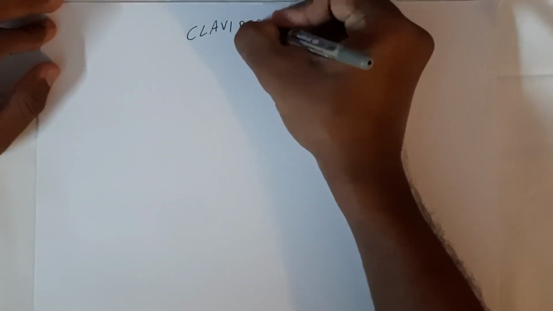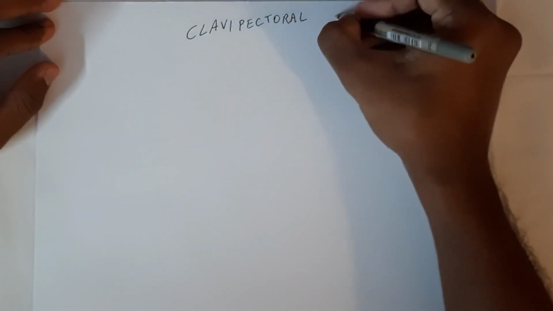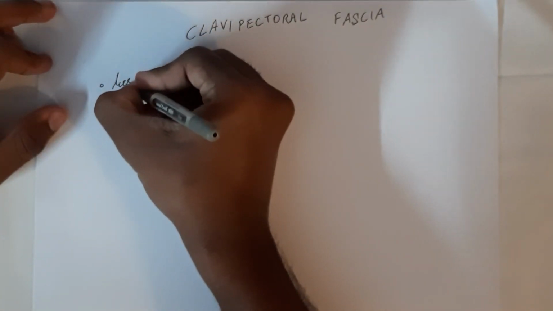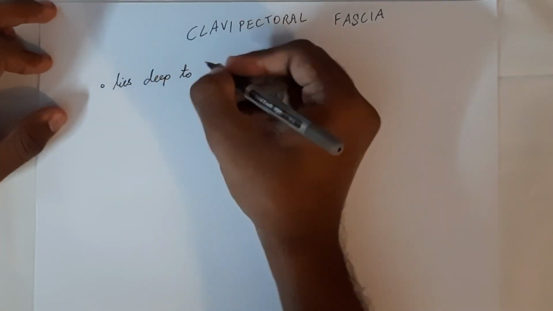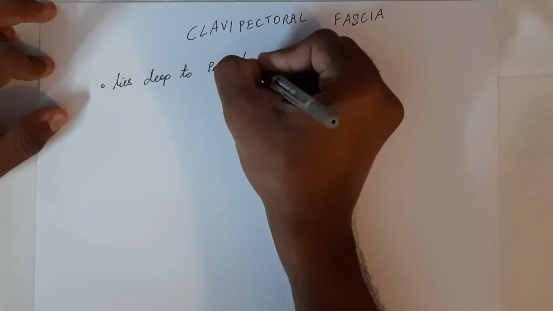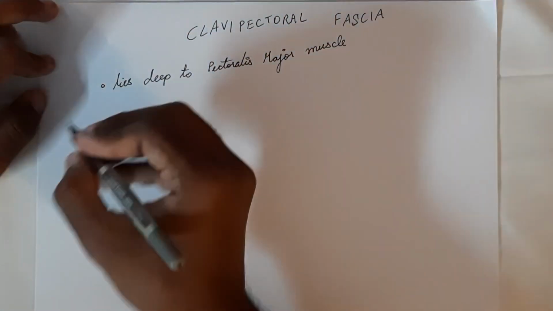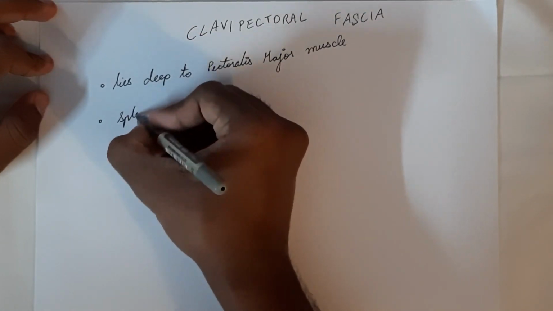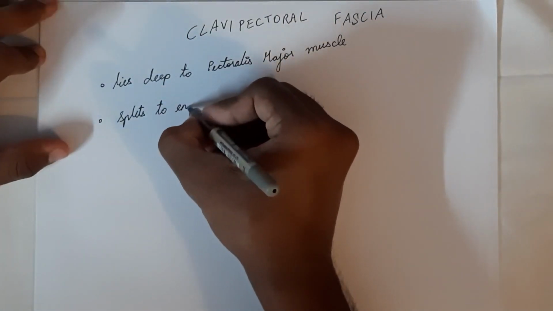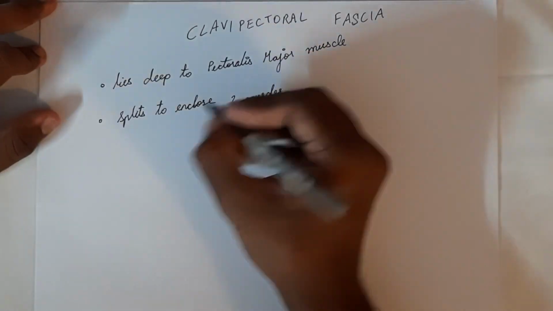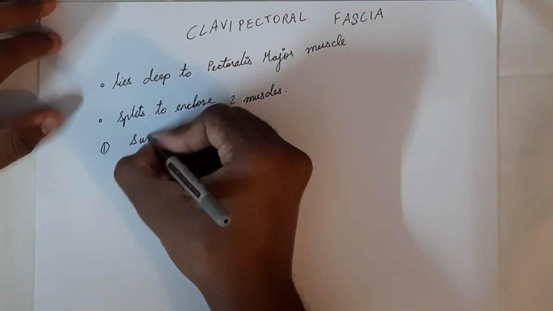And now we move on to the clavipectoral fascia. It is the next important topic in upper limb. It lies deep to the pectoralis major muscle. Another important thing is that it encloses two muscles, the subclavius and pectoralis minor.